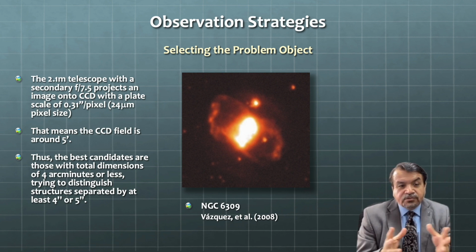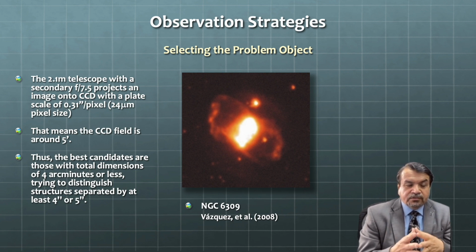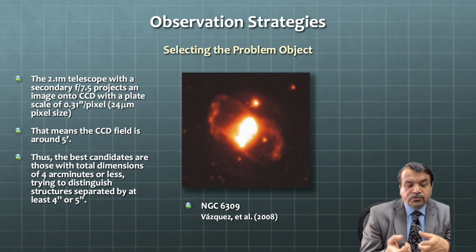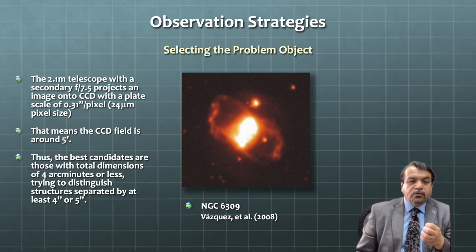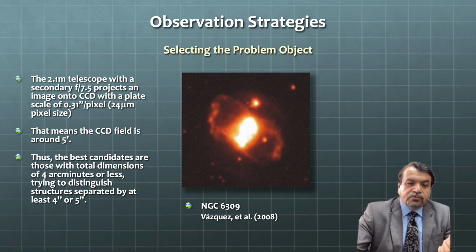And another aspect to consider is that the structures we desire to observe can be defined in just a matter of arcseconds. If we have a resolution of 1 or 2 arcseconds, then the structures should be separated by at least 4 or 5 arcseconds in order to distinguish them. This is the case, for example, of the NGC 7309 nebula I mentioned. And there's the article, the first one generated.